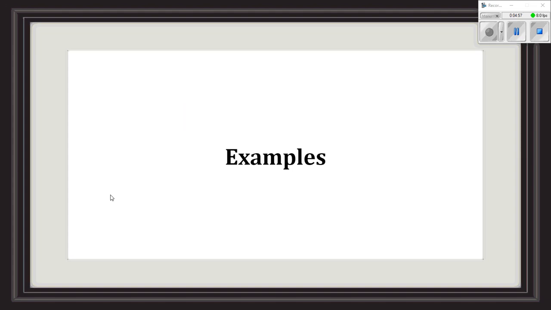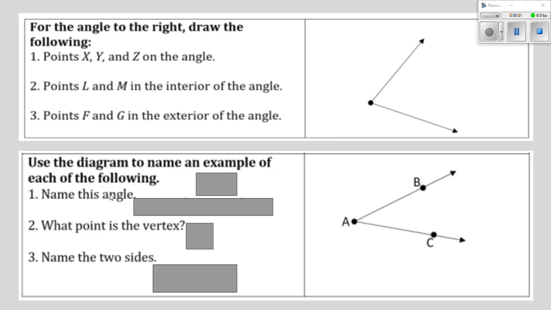Okay, we're going to see some examples. For this one, it says, for the angle to the right, draw the following. There are three things we're going to be doing. The first one, we need to put points X, Y, and Z on the angle. For two, we need to put points L and M on the interior of the angle, and then points F and G in the exterior of the angle.